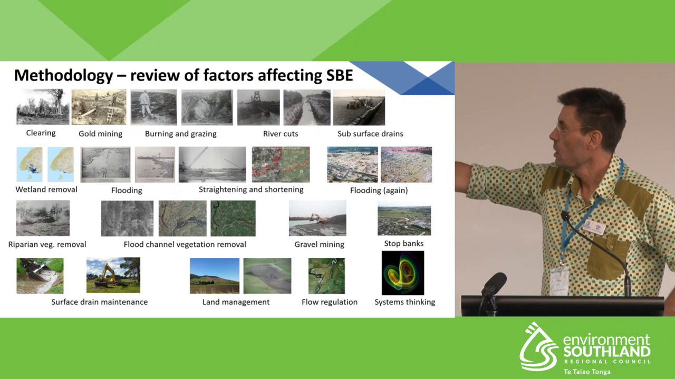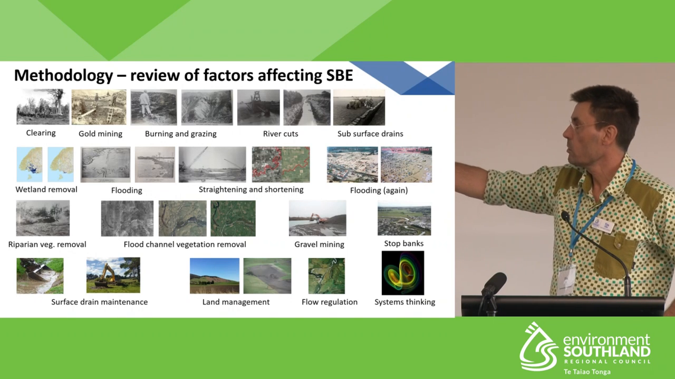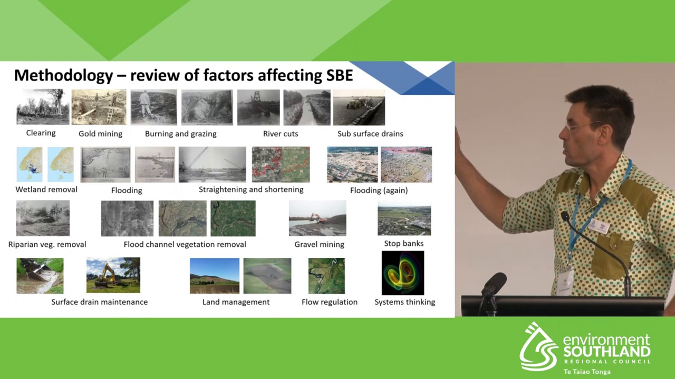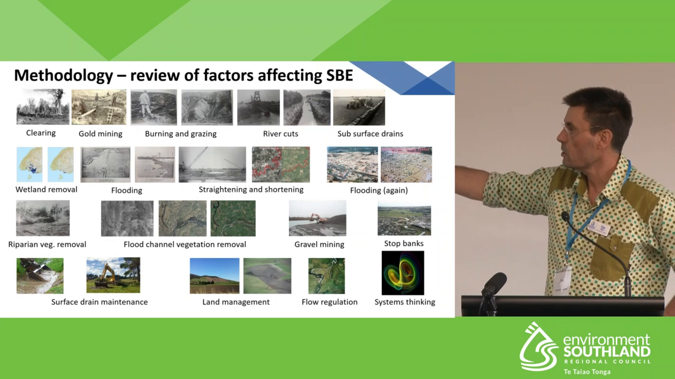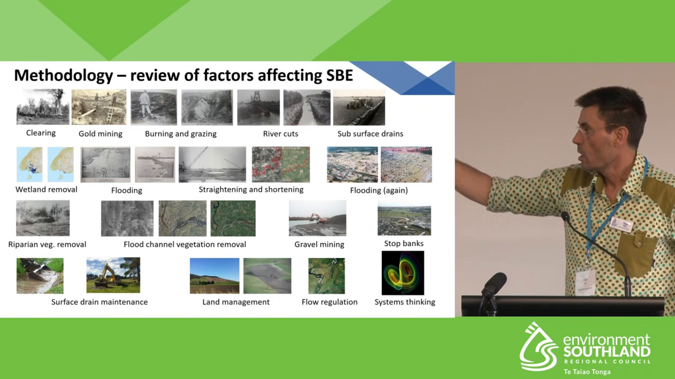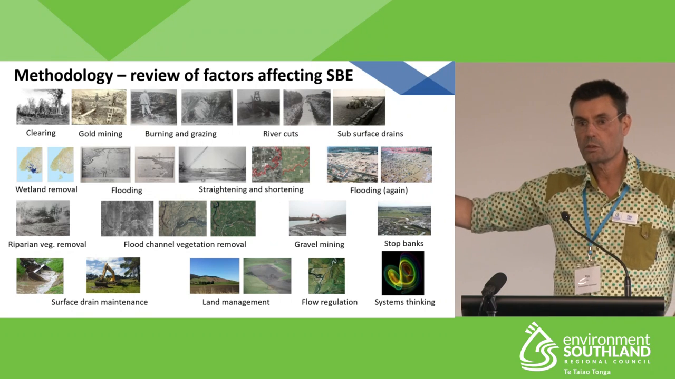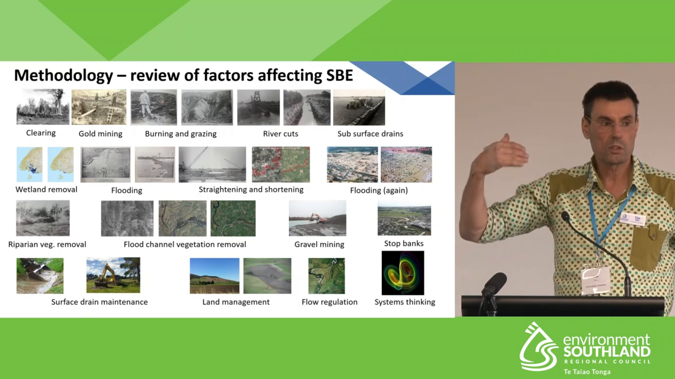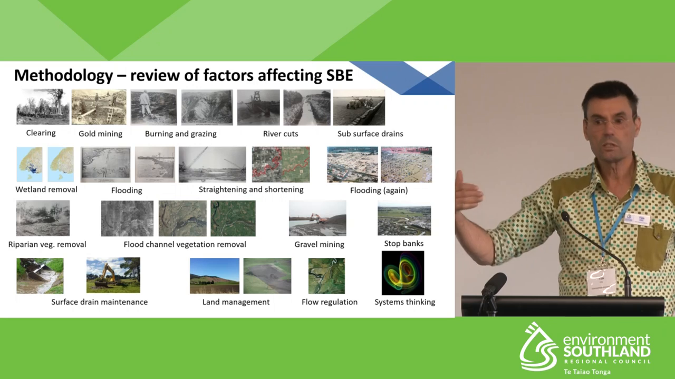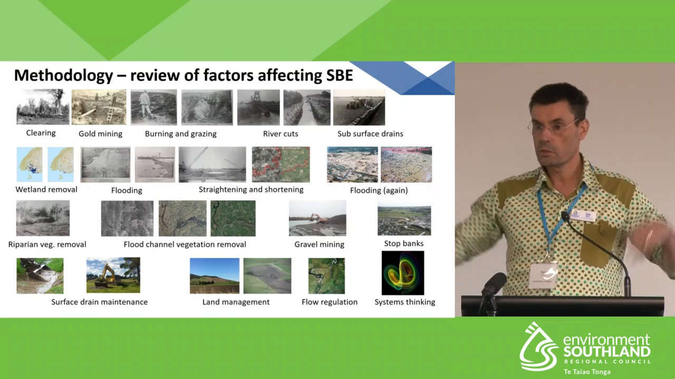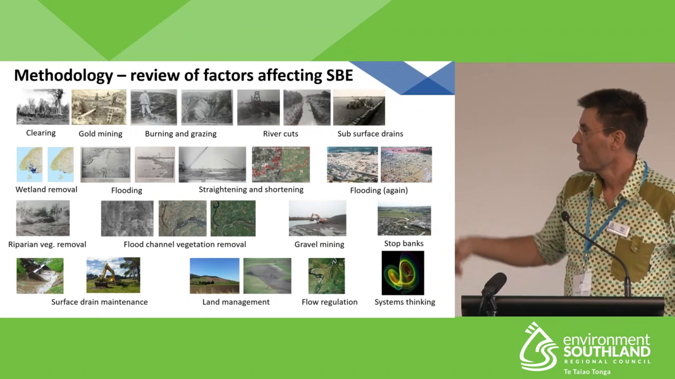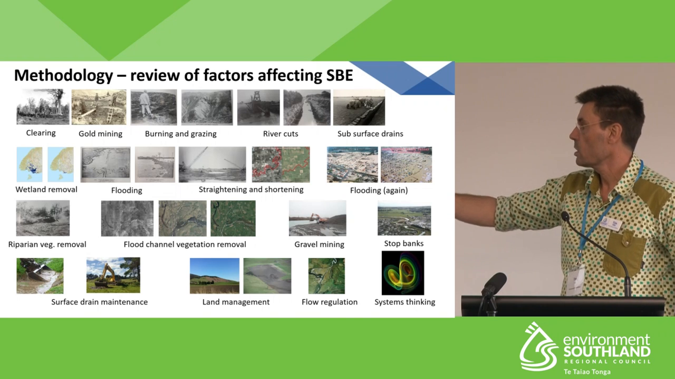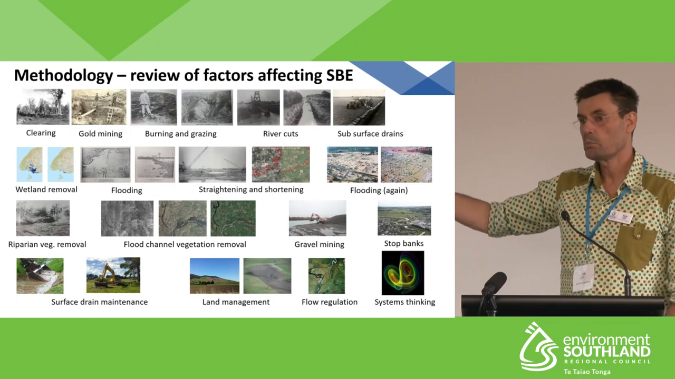Shortening and straightening of rivers hastened the water exit from the landscape, with flooding again in the 70s and 80s. Riparian vegetation removal, and also on the floodplains, because that was actually retarding the flow leaving the region. We want to speed up the flow because there is too much water in Southland. Flood channel revegetation removal, and gravel mining has been a big thing.